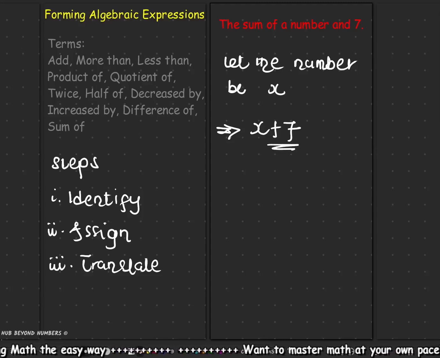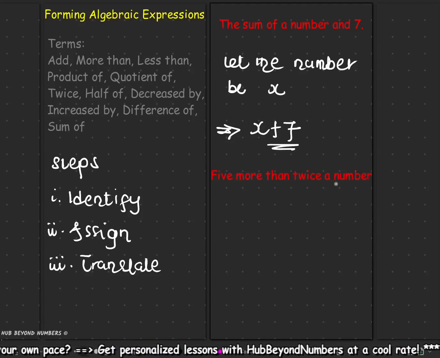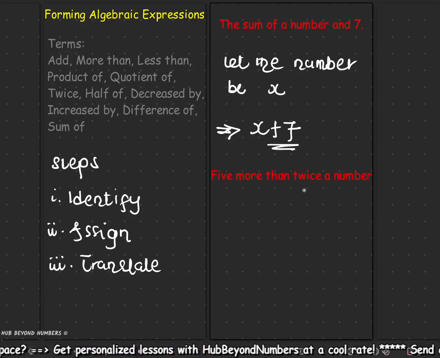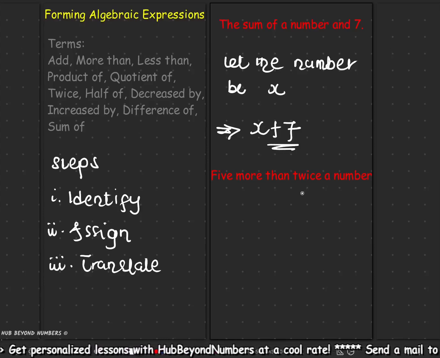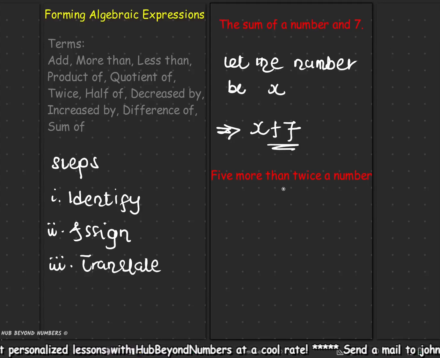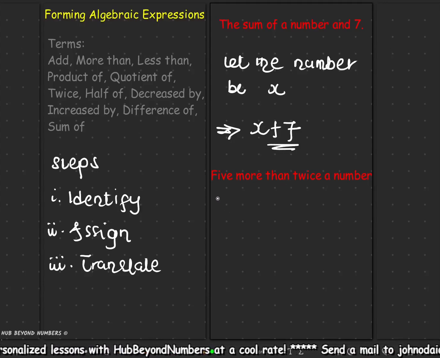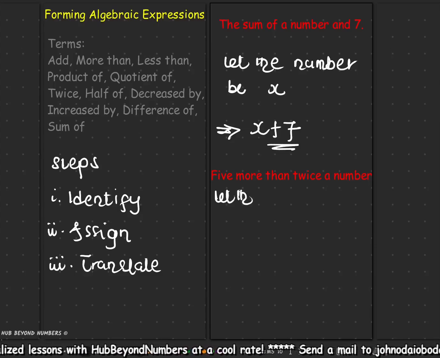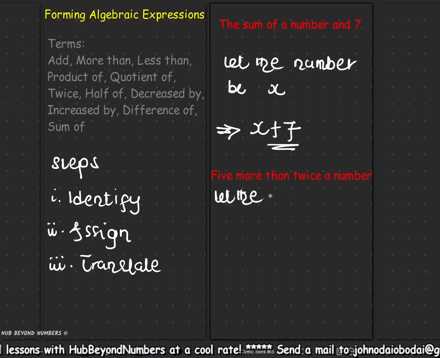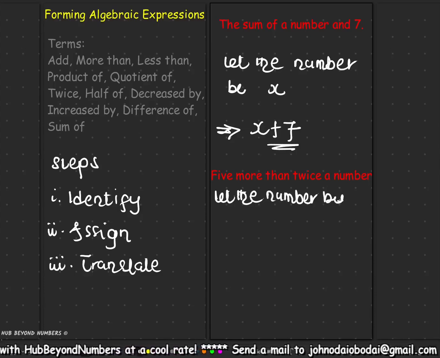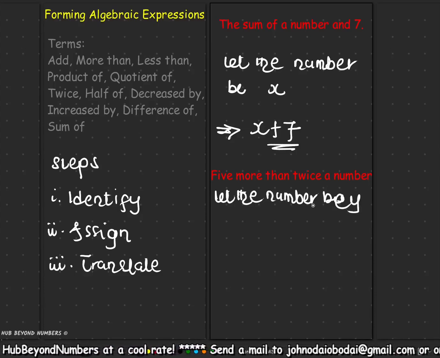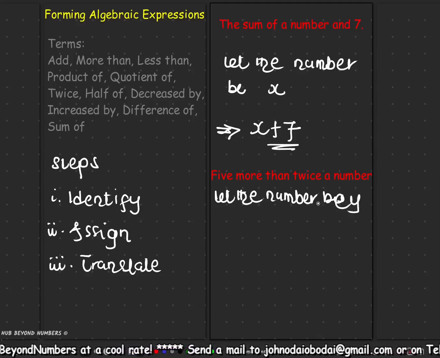Let's take another example and see how we can form the expression. Now this second one says 5 more than twice a number. So first of all, let's identify our variables. We can once again say we let the number be any variable of your choice. So let the number be y.